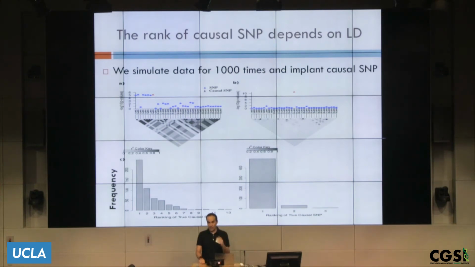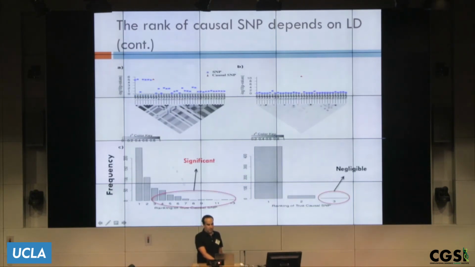The idea is that the causal SNP should be the most significant. If it's always the most significant, then that's great, because then the top SNP is the causal one. And what we see is that it's not the case. In this scenario, it looks pretty good, right? Almost all the time, the top SNP is significant. But in this scenario, you have a very large number of times where the causal SNP is actually not significant at all. Okay?